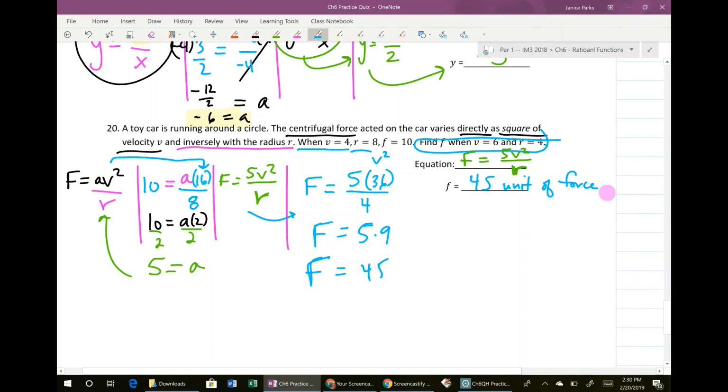So that's everything. You should do the practice quiz on your own without looking at the answers and recheck it if you want to make sure you understand how to do this on your own.